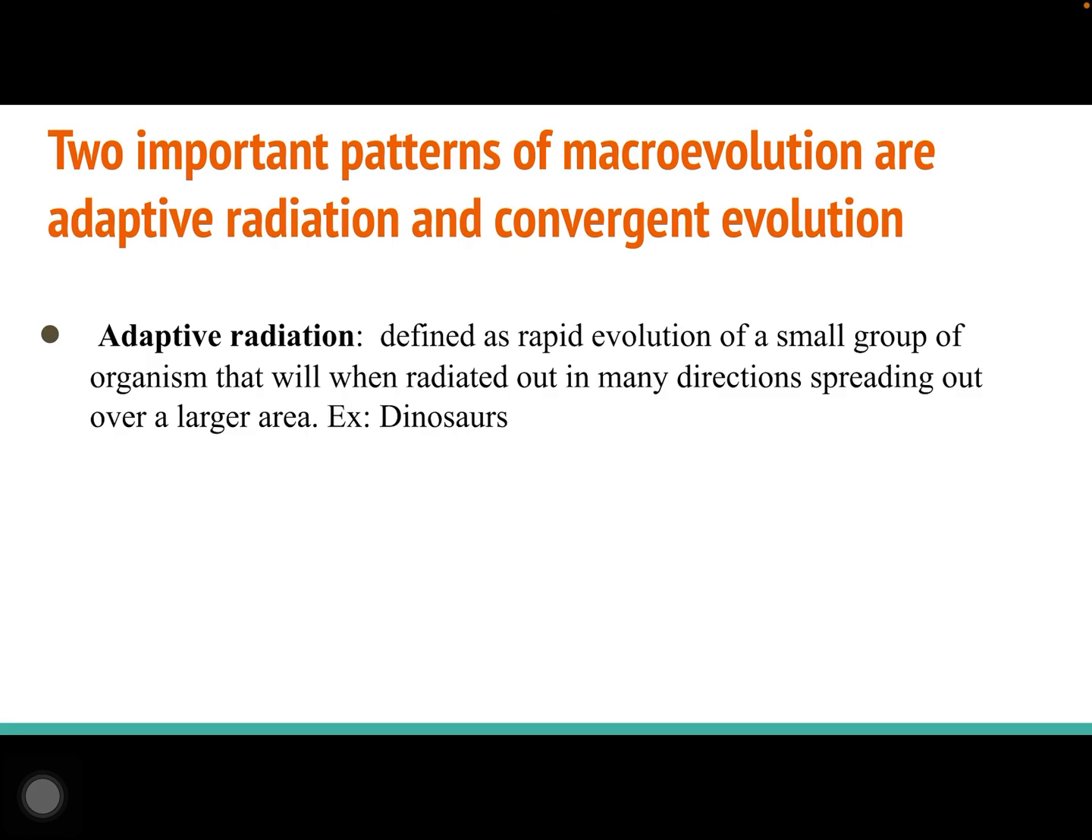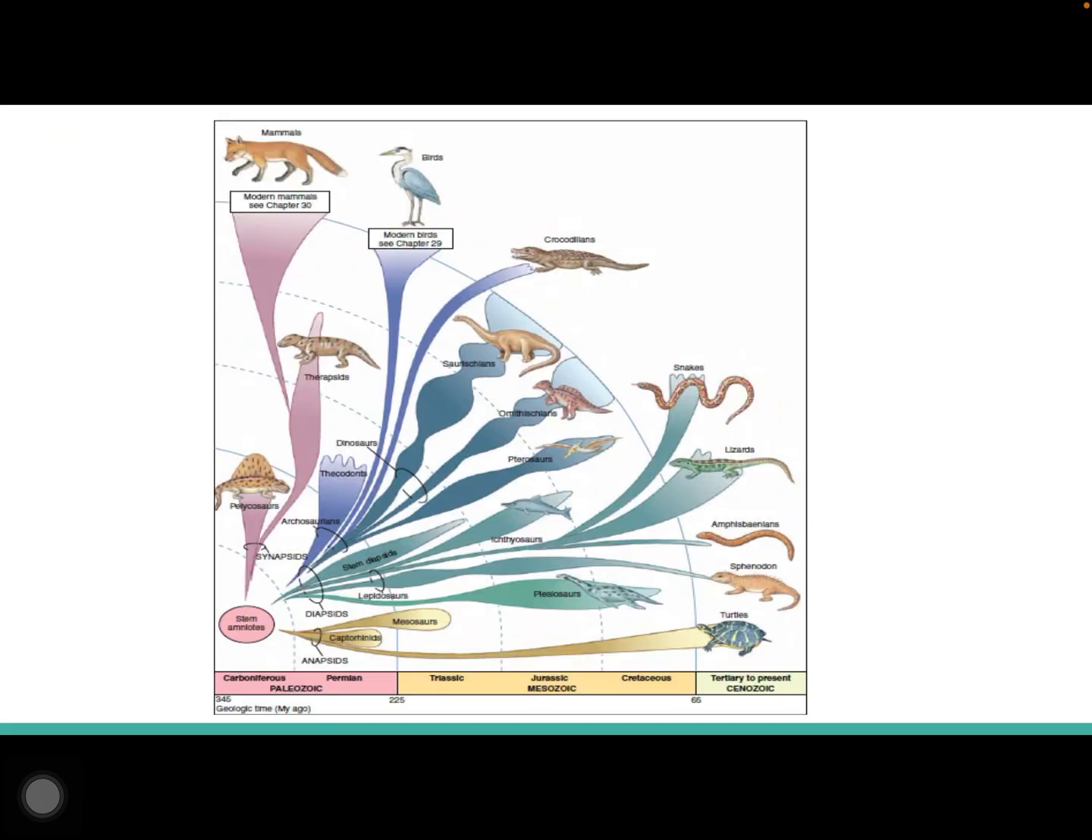There are two important patterns of macroevolution: adaptive radiation and convergent evolution. Adaptive radiation is defined as a rapid evolution of a small group of organisms that radiated out in many directions, spreading over a large area. An example would be the dinosaurs. So here's kind of a picture of what that would look like.